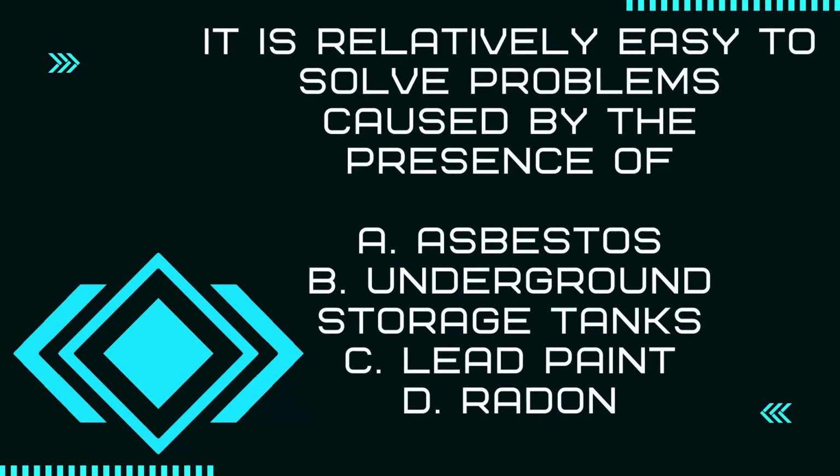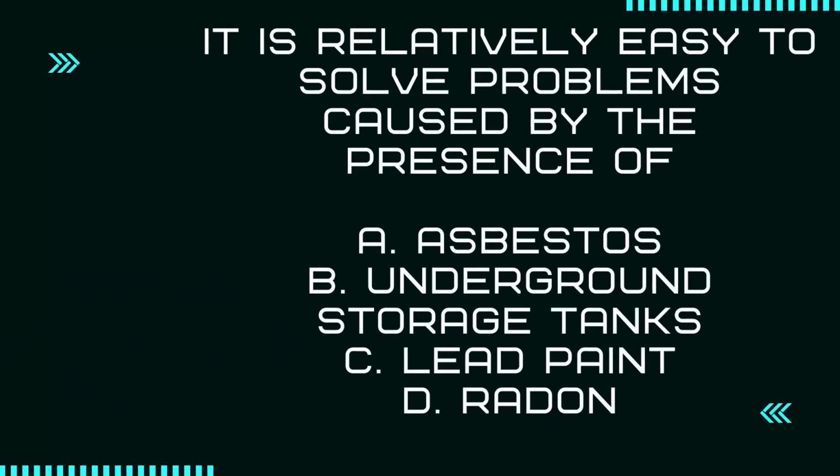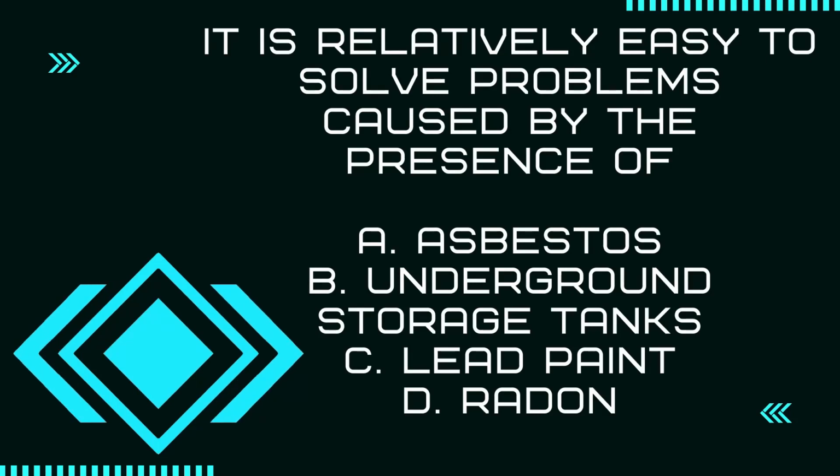The question reads like this: It is relatively easy to solve a problem caused by the presence of A, asbestos, B, underground storage tanks, C, lead paint, or D, radon. First, let's start talking about each one of these. I'm just going to leave this question up here because I think this is a fantastic question, and we should be talking about the remediation of each one of these and why one is clearly easier than the rest.